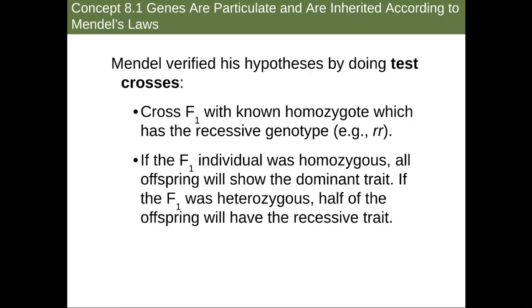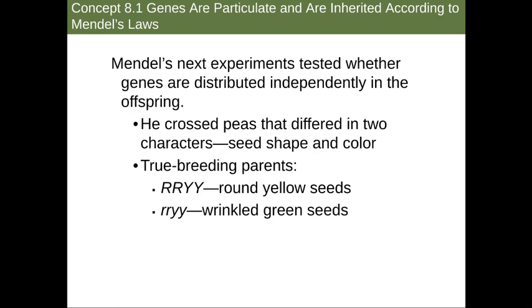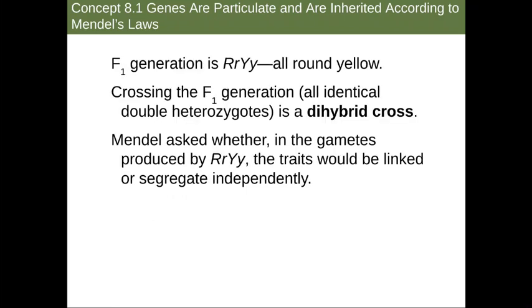If the F1 was heterozygous, half of the offspring will have the recessive trait. So Mendel's next experiments tested whether the genes distribute independently or together in the offspring. He crossed peas that differed in two characteristics, seed shape and color. True breeding parents would be homozygous dominant and homozygous recessive, so round yellow seeds and wrinkled green seeds. So the F1 generation is Rr Yy. These are all round yellow because they have one dominant allele present in both.